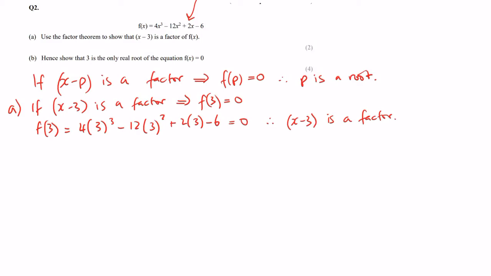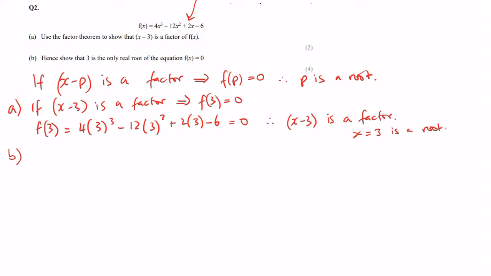Part 3, B, it says, hence show that 3 is the only real root. So this is a cubic, it should have 3 roots. So we found one of them, so we can say x equals 3 is a root. What are the other 2 roots? Well, if this is the only real root, that means that the other 2 roots must not exist. And we need to try and find a way of finding those roots.